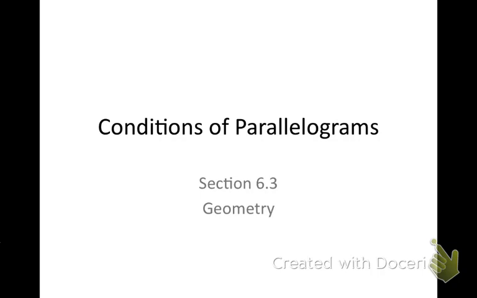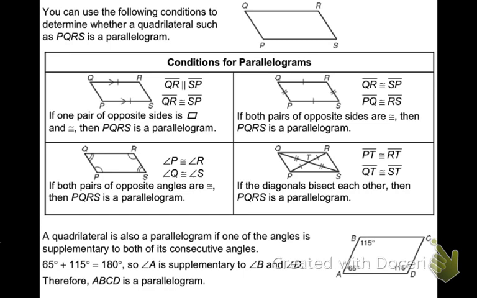Besides the fact that opposite sides are parallel, and this is the one that Troy said right here, opposite angles are congruent. Okay, here's another one. If one pair of opposite sides is parallel and congruent, then it is a parallelogram. So if opposite sides are parallel and congruent, then you get a parallelogram.